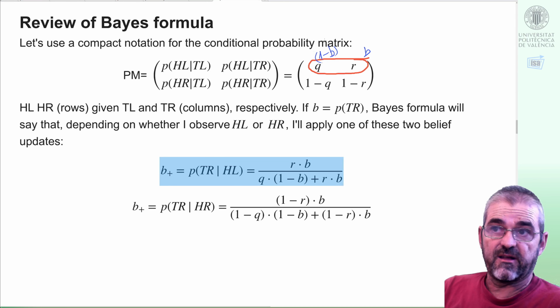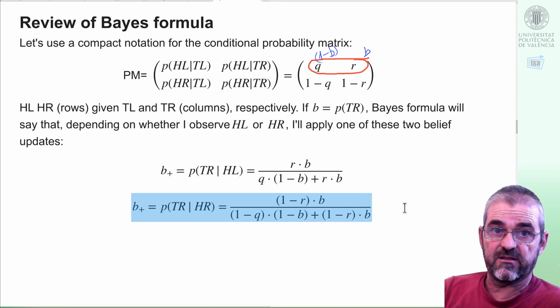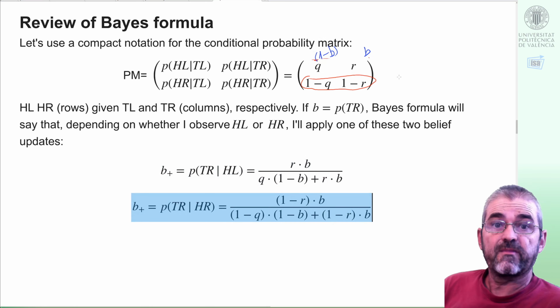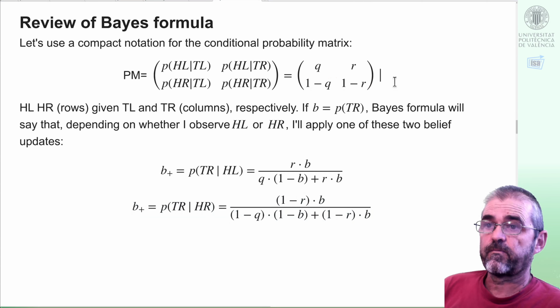And on the other hand, if I do listen to a single roaring event at the right-hand side door, then I would use the second row, which is the one related to actually observing the right event conditioned to the two possible tiger states.